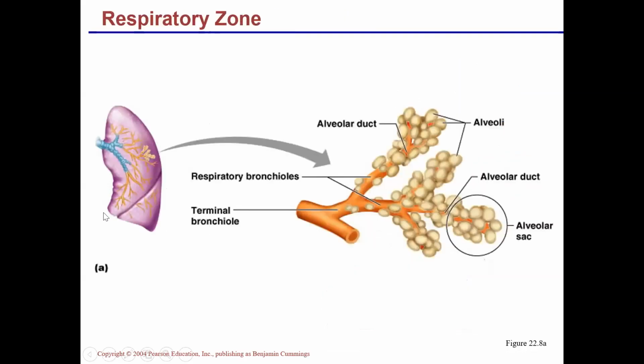Okay, so respiratory, we talked about this earlier, so let's review. We call this part the terminal bronchiole because there are no alveoli attached to it. So this is still part of the conducting zone. Once you see the alveoli, they become the respiratory zone.